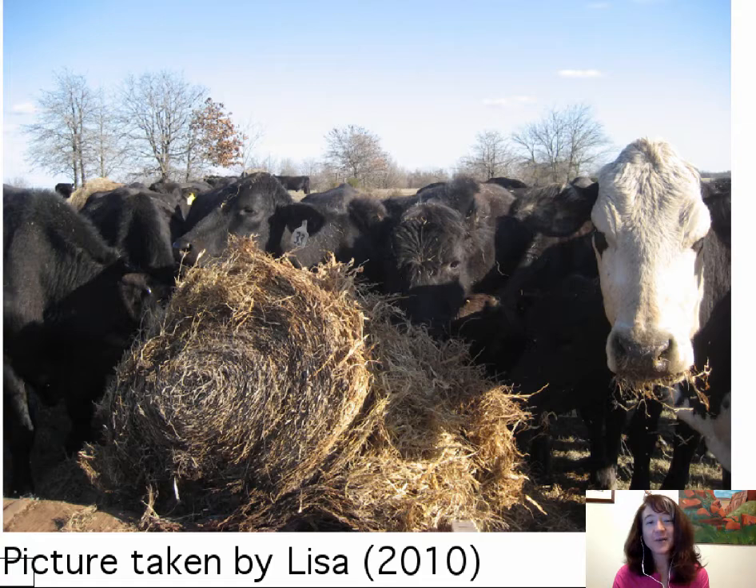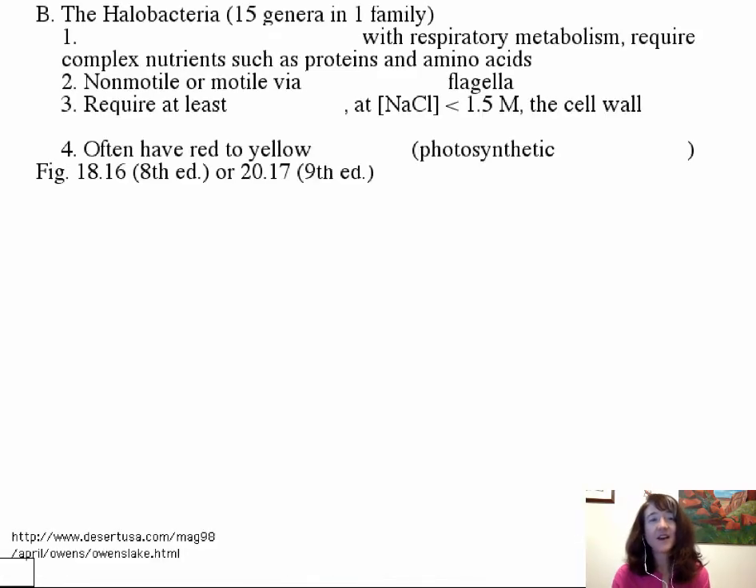This is a picture that one of my students took in 2010, and I just absolutely adore it. So more cow belching. Let's talk a little bit about these salt lovers. So halobacteria, they're really liking a lot of salt. They will actually live at concentrations of salt that come very near or around saturation.